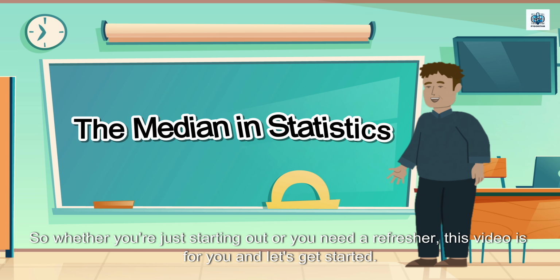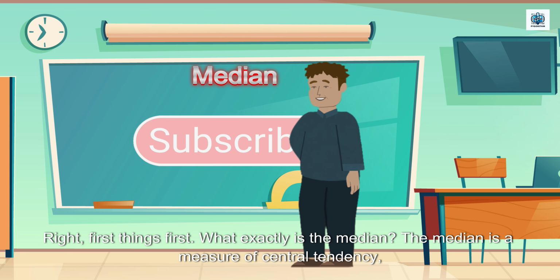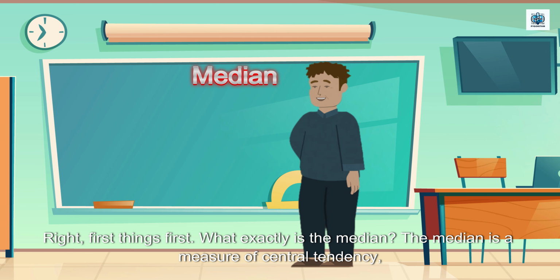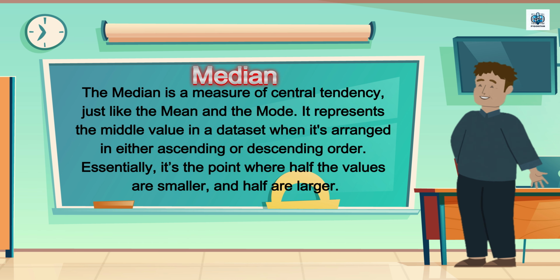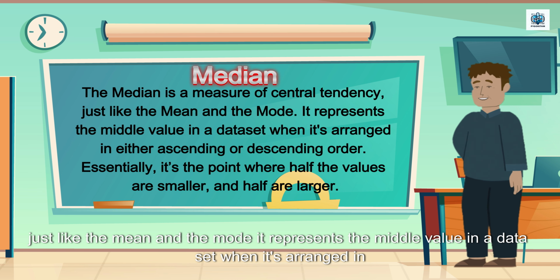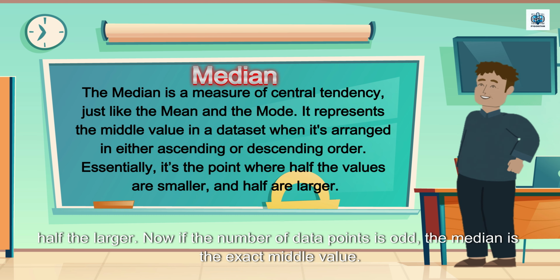Let's get started. First things first, what exactly is the median? The median is a measure of central tendency, just like the mean and the mode. It represents the middle value in a data set when it's arranged in either ascending or descending order. Essentially, it's the point where half the values are smaller and half are larger.